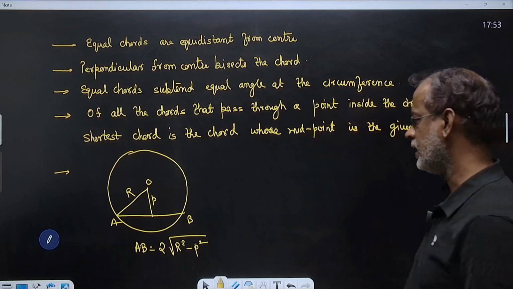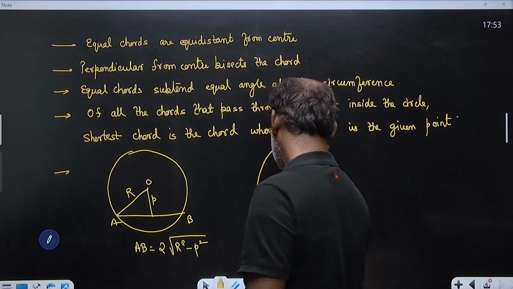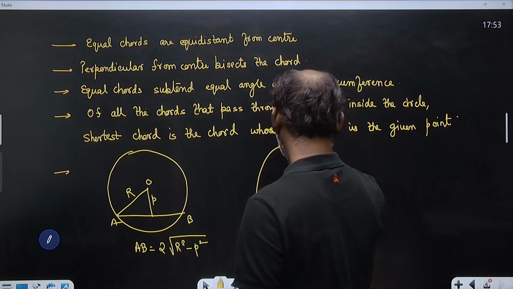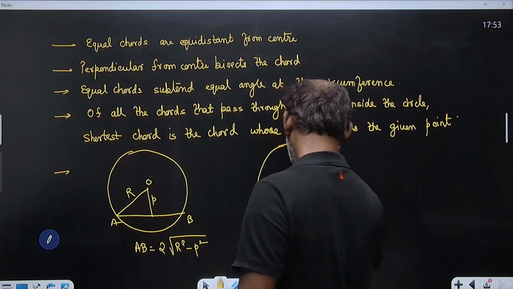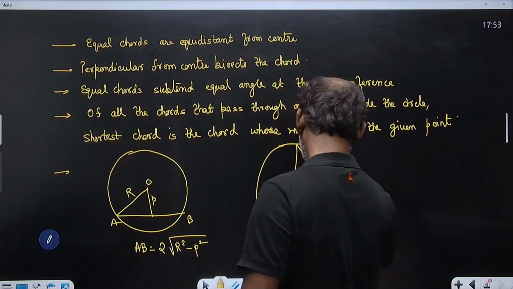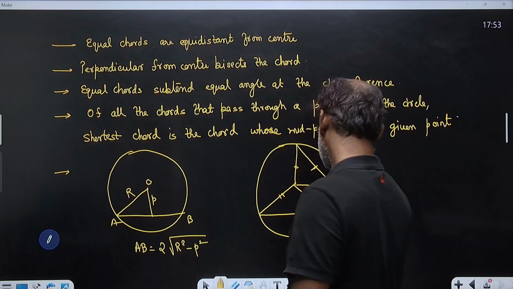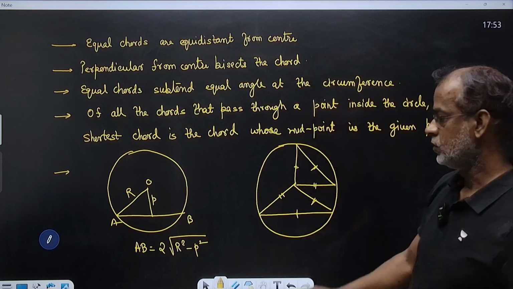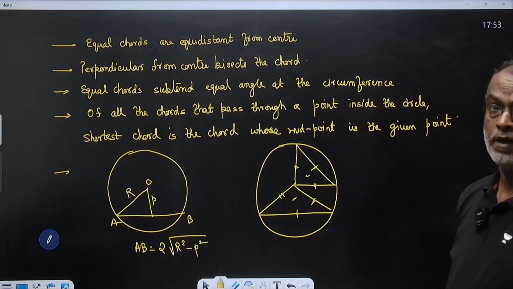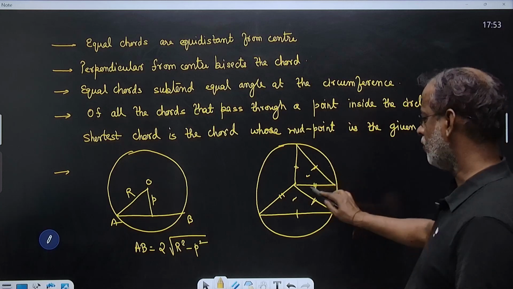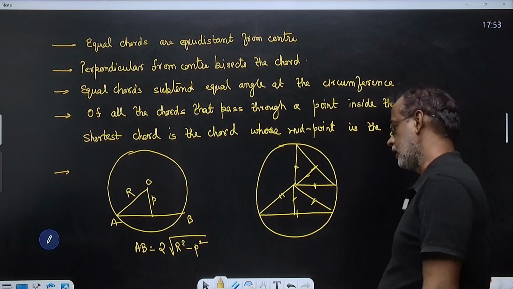Equal chords: suppose you are in a circle, you are taking two chords of equal length. These two are equal, others are automatically equal. So, these two are congruent triangles. So, if they are congruent, their altitudes from the center are going to be of equal length.